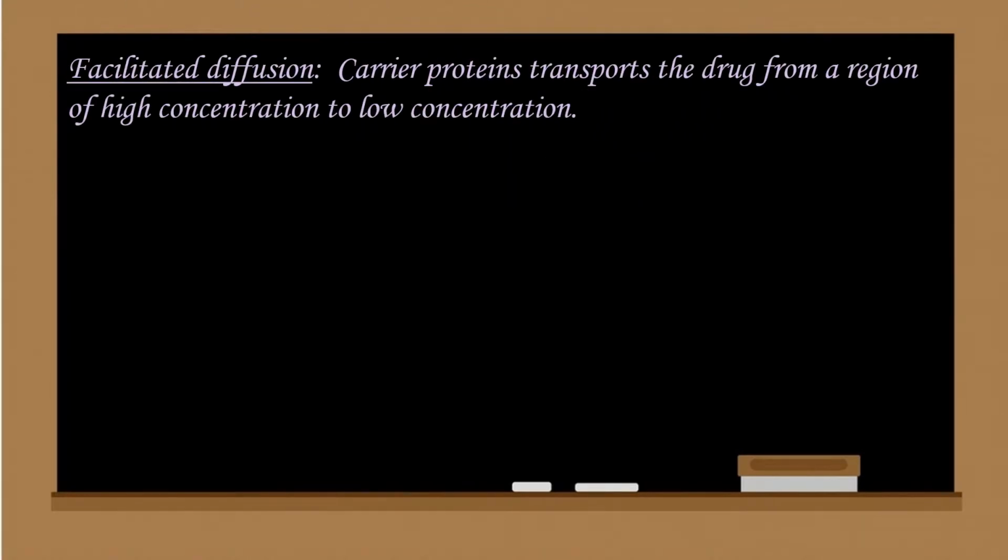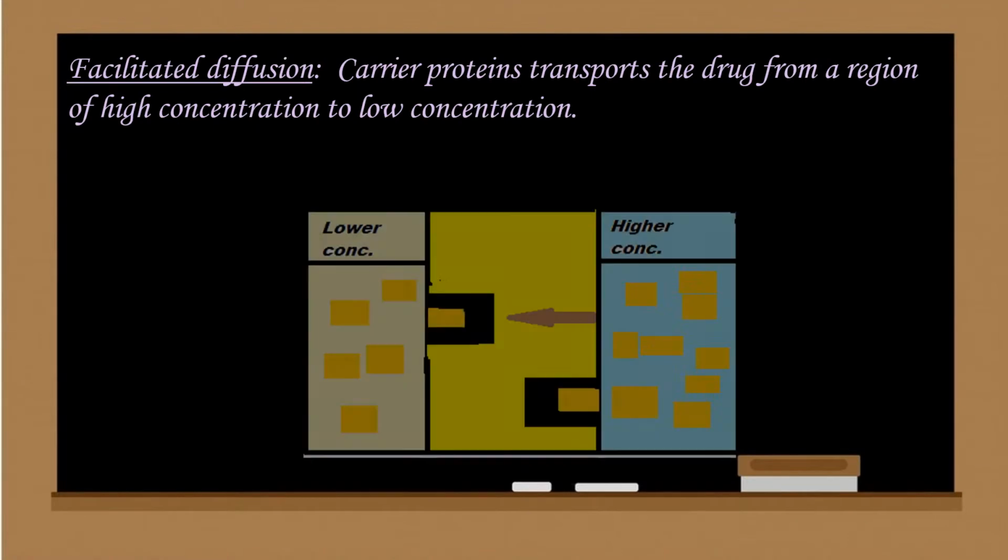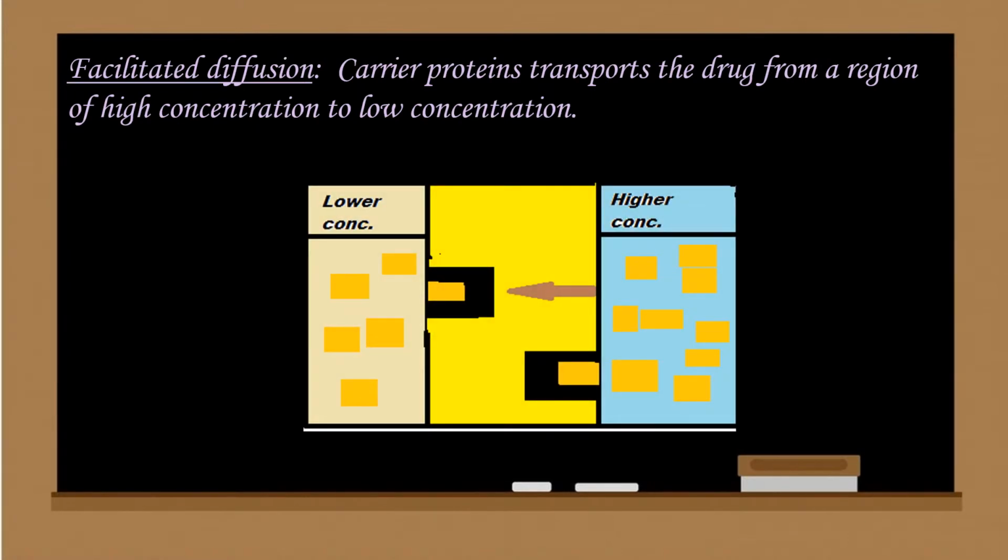Facilitated diffusion. Here, carrier proteins transport the drug from a region of high concentration to a region of lower concentration. The figure shows the binding of drug with the carrier protein. They form a complex and pass through the membrane and release the drug into the region of lower concentration.